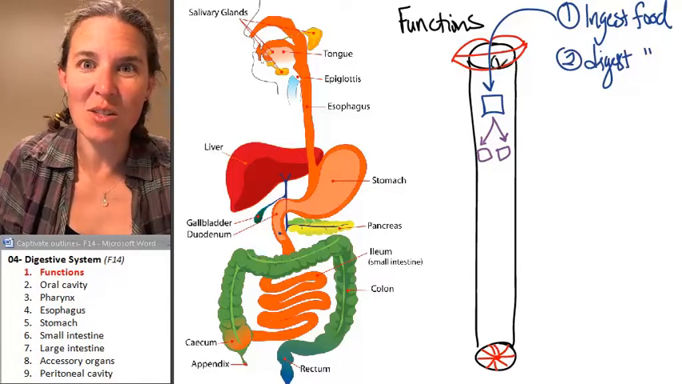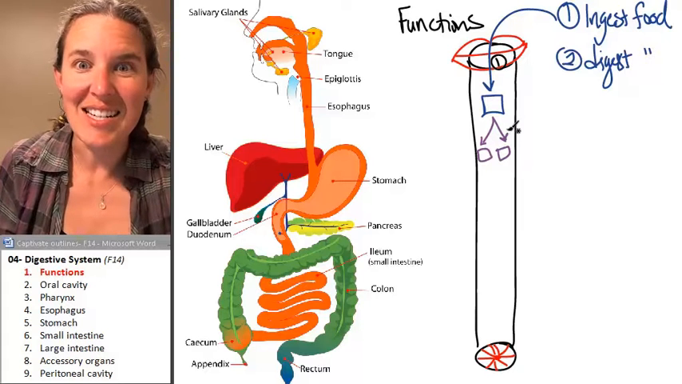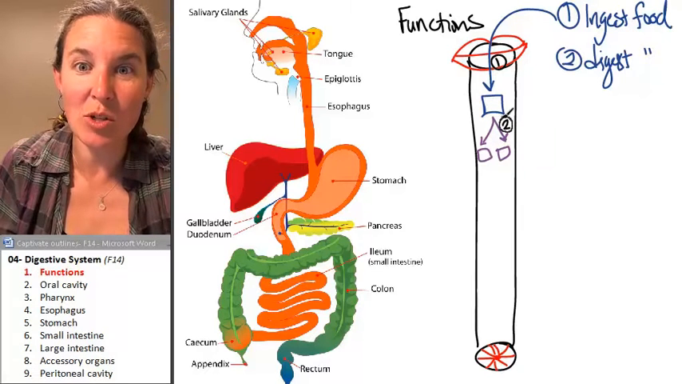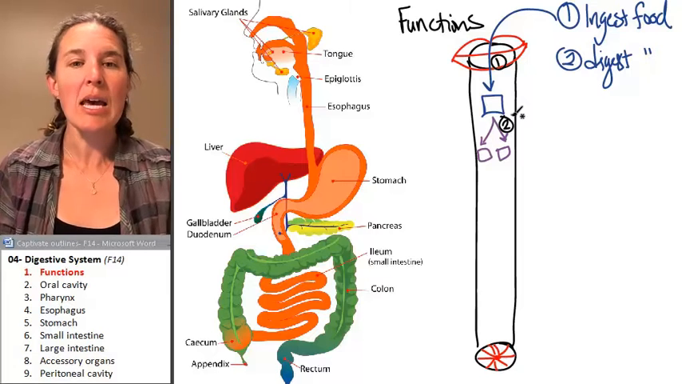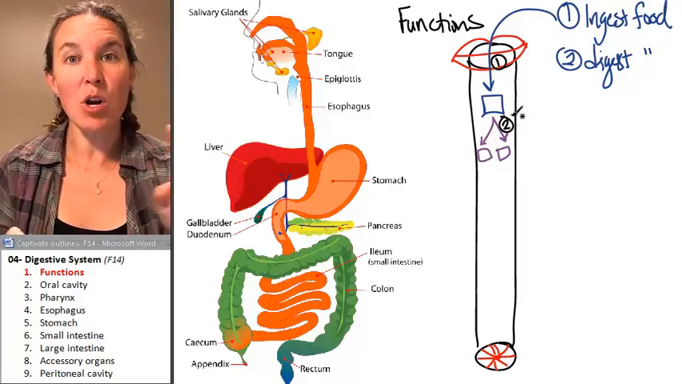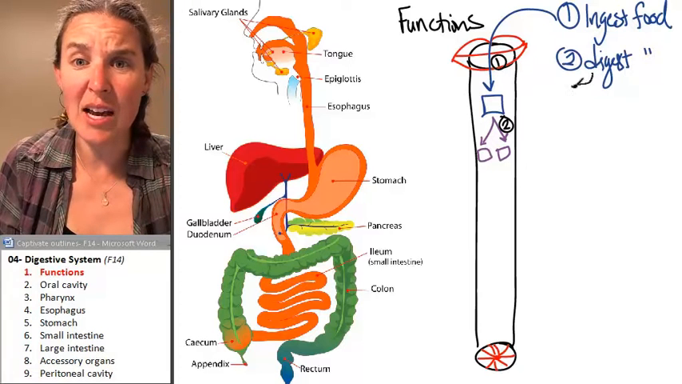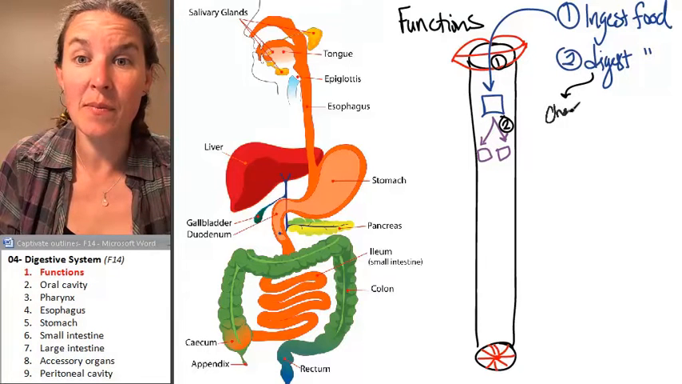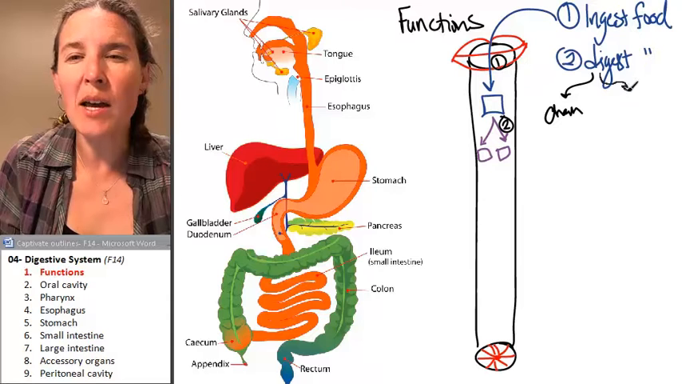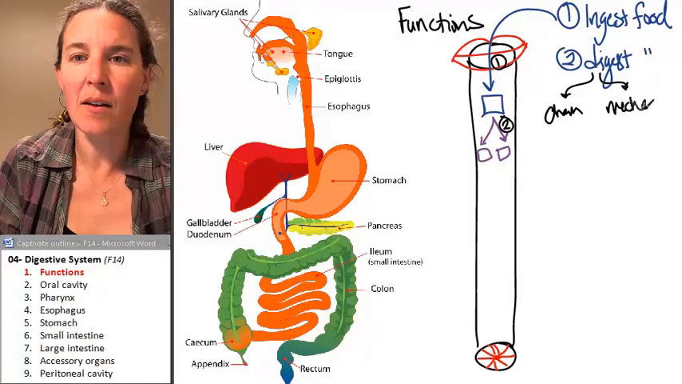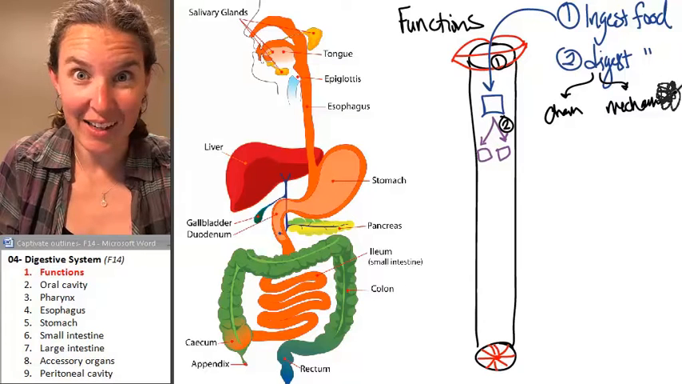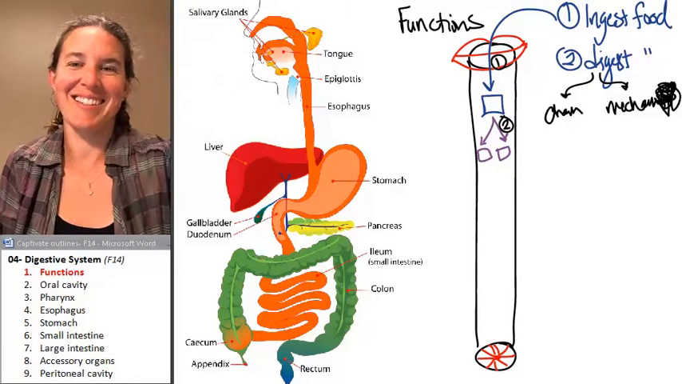How great is this? Look, I'm even going to label these. Ingestion, this was number 1. Digestion, this was number 2. I broke it down into pieces. In our digestive system, there are 2 ways that we break things down. We can break things down chemically, or we can break them down mechanically. That says mechanically. Of course it does.